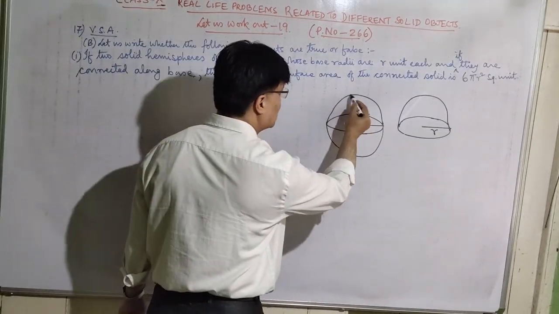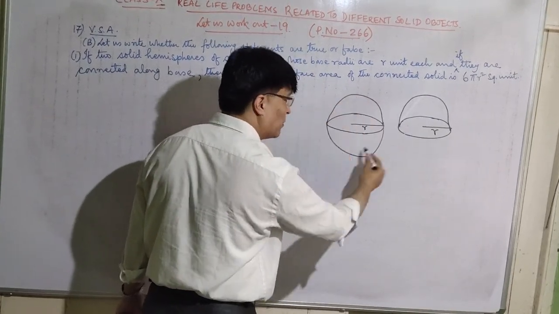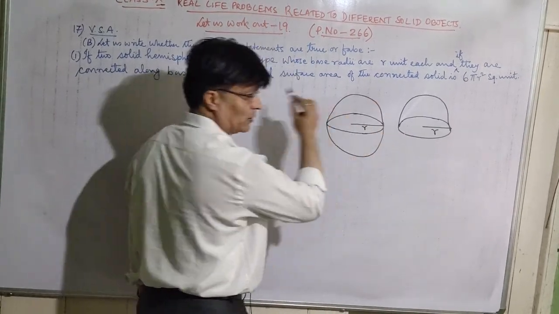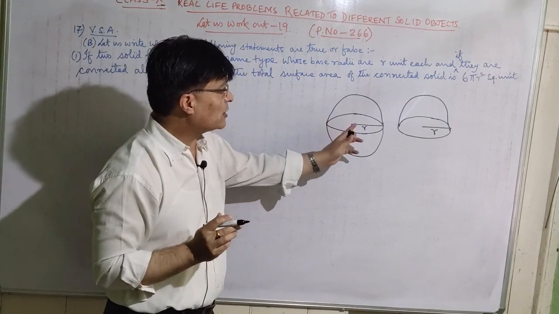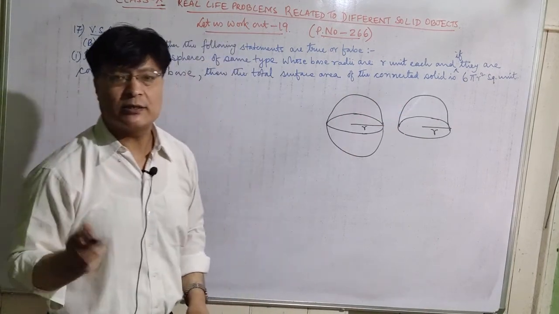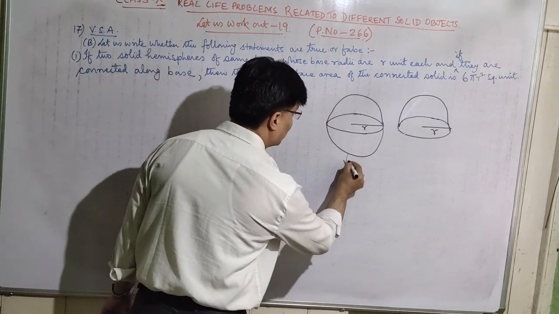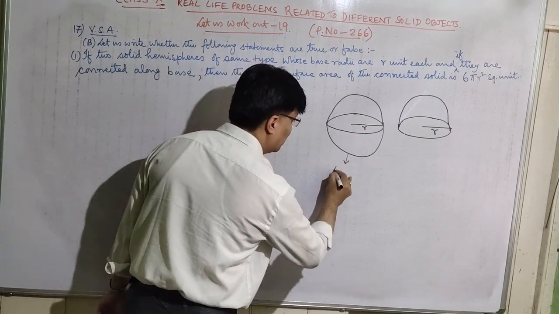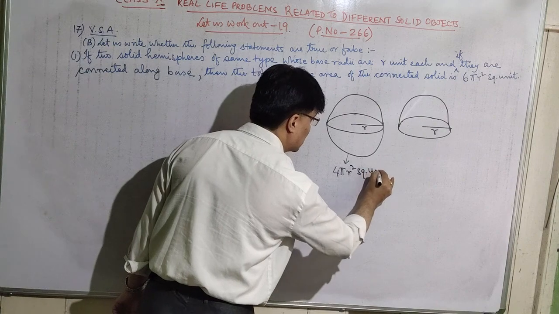Now suppose this solid is connected along the base out here. So this is a solid sphere, not a hemisphere, but now this is a full sphere, isn't it? Now, is the total surface area of the connected solid 6 pi r square unit? No, it will be 4 pi r square. What will be the total surface area of this sphere? It will be 4 pi r square unit.